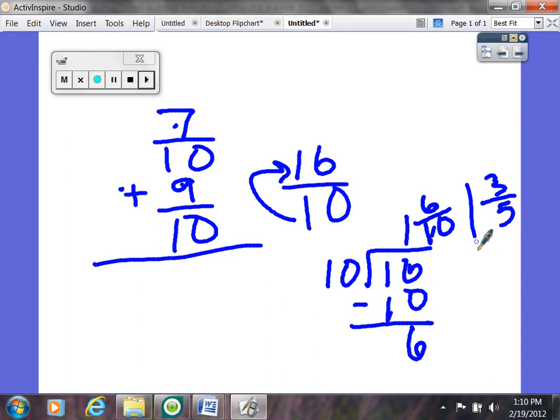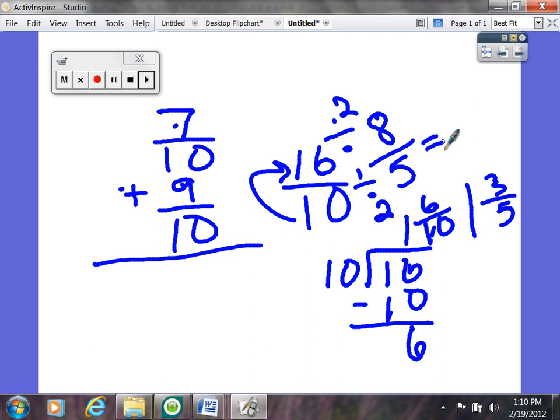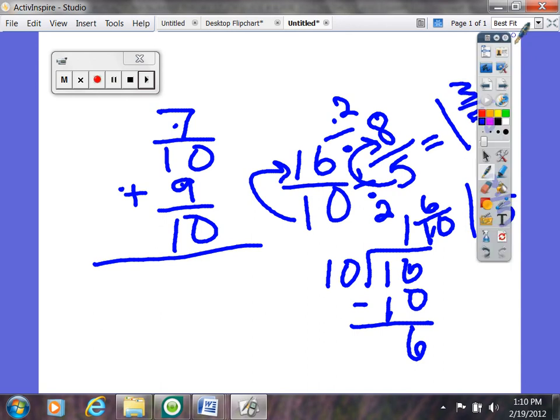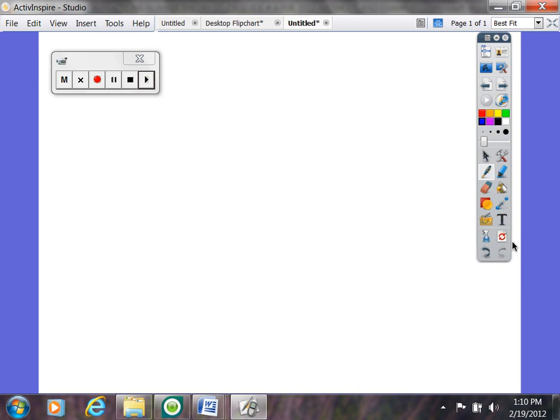You can also simplify right here. You could say, well, look, I think I'll simplify it before I change it back to a mixed number. I can divide by 2, dividing by 2 there, dividing by 2 there, I'm going to get 8/5. Then you can divide 5 into 8, one whole time with 3 left over. So you get all kind of options there. All right, so adding and subtracting like fractions is pretty simple.